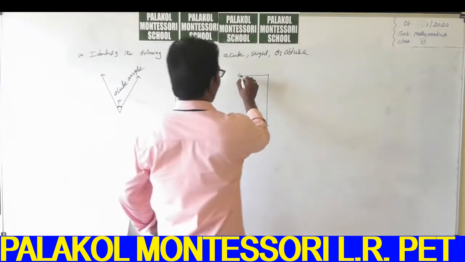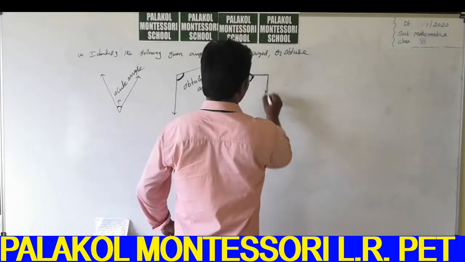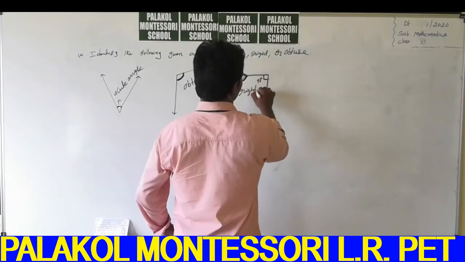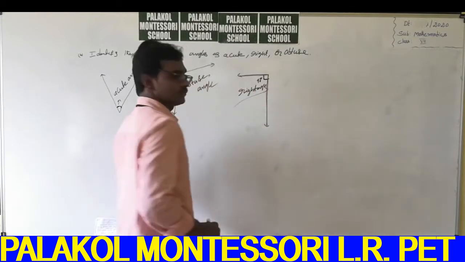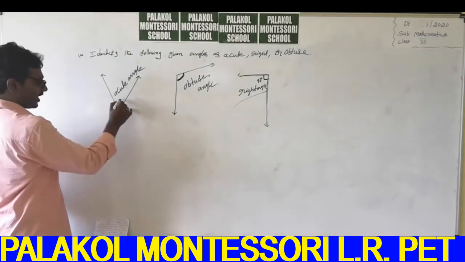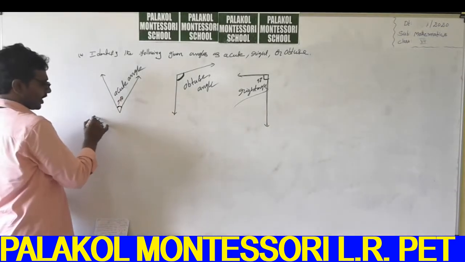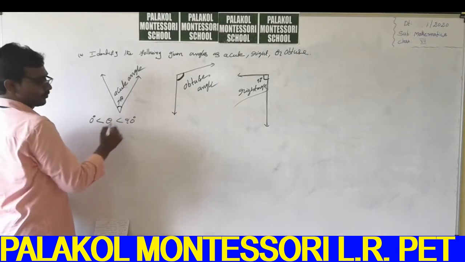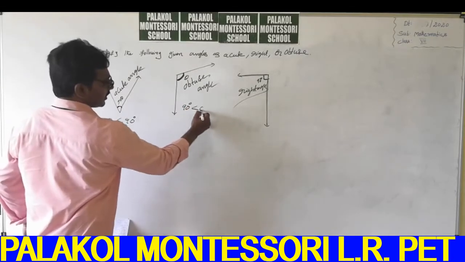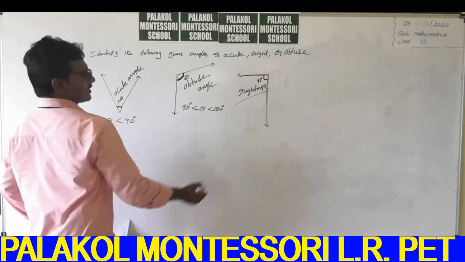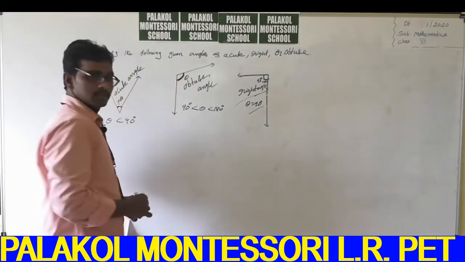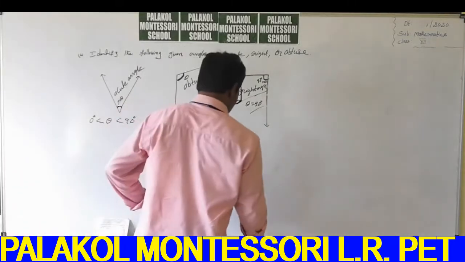See guys, it is an L shape. L shape makes the angle equal to 90 degrees. It's a right angle. Okay, is it clear? Suppose theta is above 0 and below 90, this is acute. If theta is above 90, 90 less than theta less than 180, it is obtuse. If theta is exactly 90, it is called a right angle. Is it clear? Now next one.